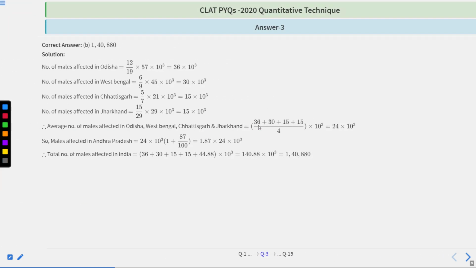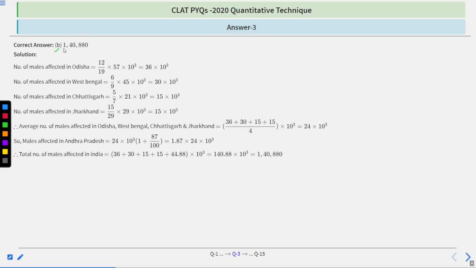Let's see. The correct option is B, which is 1,40,880. How? Number of males affected in Odisha, 36,000. West Bengal, 30,000. Chhattisgarh, 15,000. Jharkhand, 15,000. The average number of males affected in Odisha, Bengal, Chhattisgarh, and Jharkhand is the sum of the males affected in these states divided by the number of states, which is 4. So you will have 24,000.